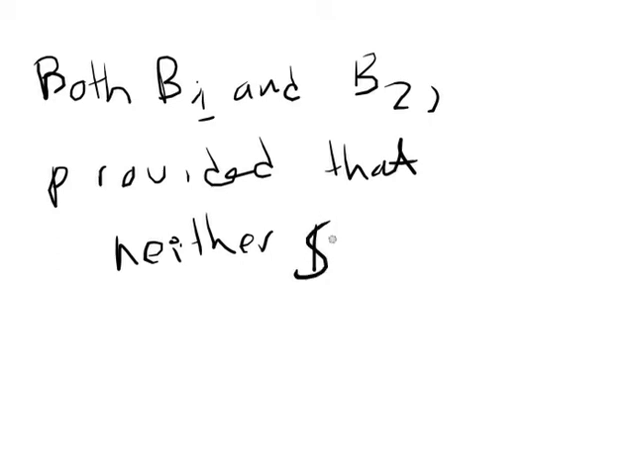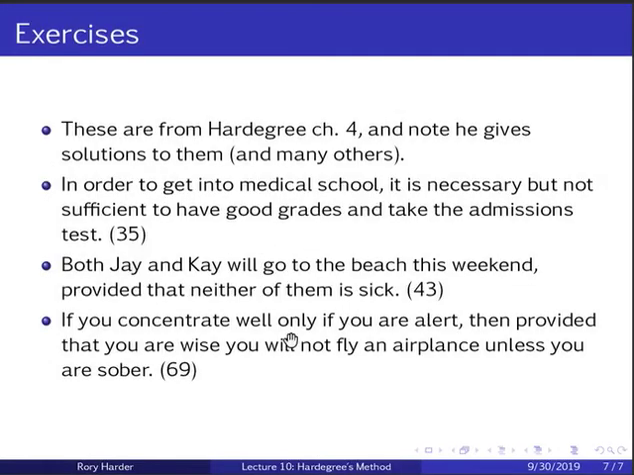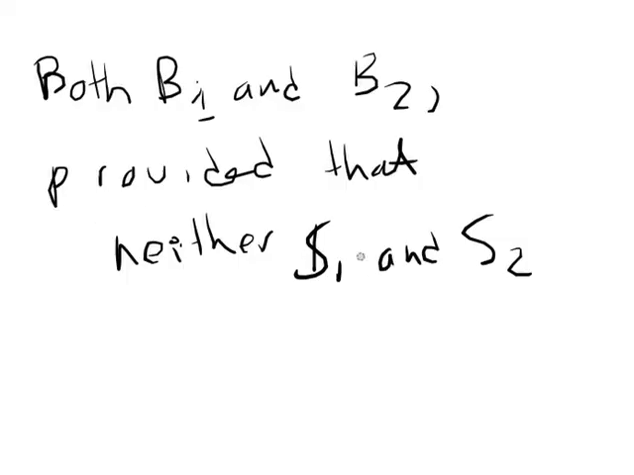So this should be S. So here we have both B1 and B2, provided that neither S1 nor S2. So you might see that in translating this last part, provided that neither of them is sick, I've cheated a little bit and it doesn't make sense for us to write it that way.